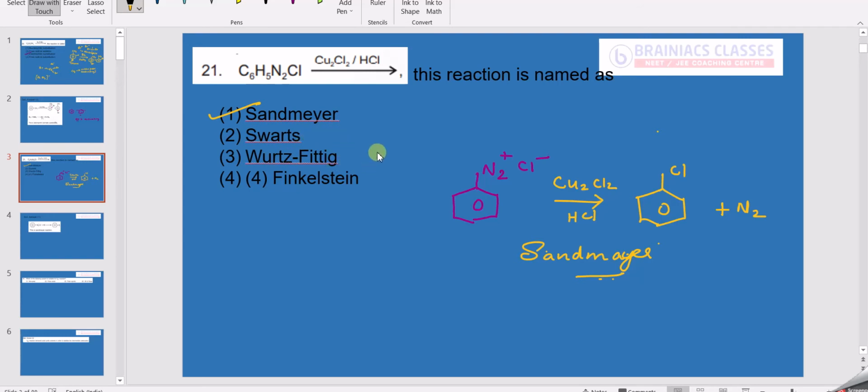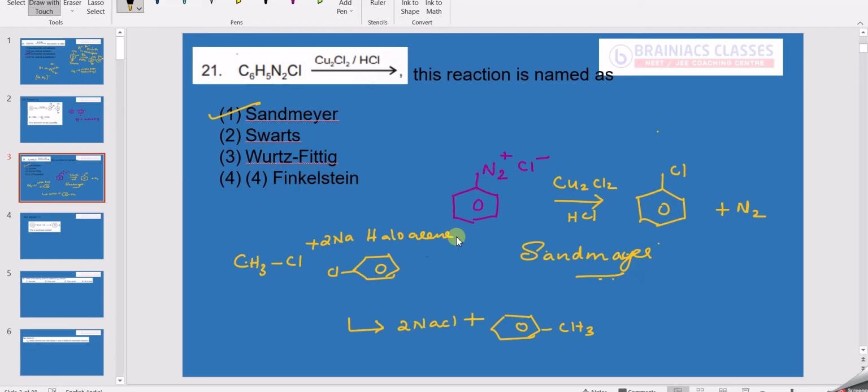Wurtz-Fittig, it's a mixed reaction where the Wurtz reaction will have alkyl halide and the Fittig reaction will have aryl halide like this. Now it will be reacting with 2 moles of sodium. So after the reaction, it will eliminate 2 NaCl and these two will get combined. So you will get toluene, benzene with the CH3. So here haloarene is there and alkyl halide is also there. So that's the reason why it is called Wurtz-Fittig reaction.